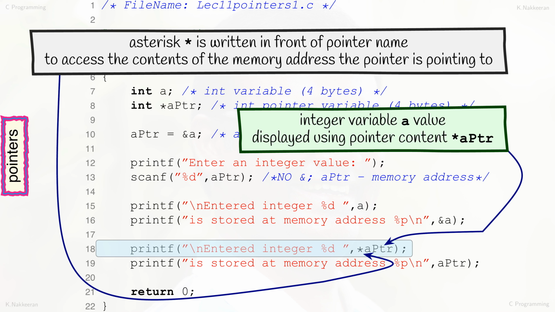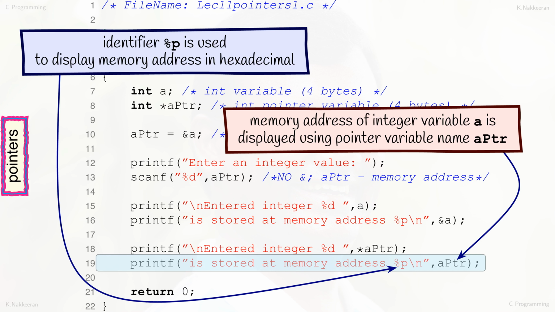In line 18, printf statement, integer variable a value is displayed on the monitor using the content of the pointer aptr, which points to the memory address of the variable a. Note that asterisk is used in front of the pointer variable name to access the contents of what is stored in the memory address location to which the pointer is pointing to.